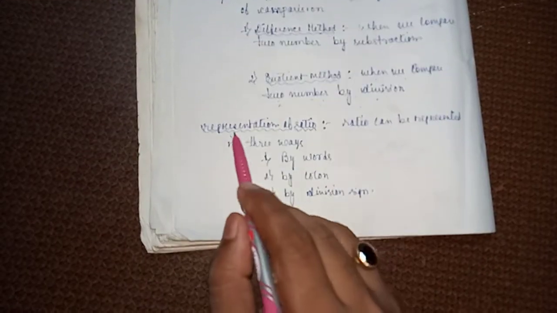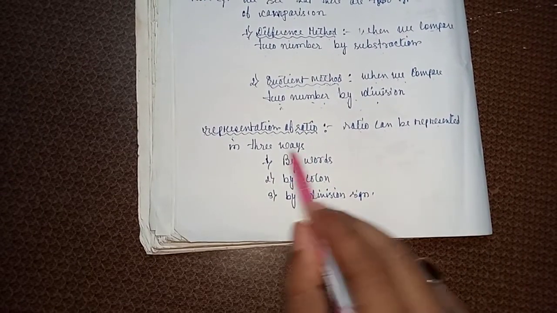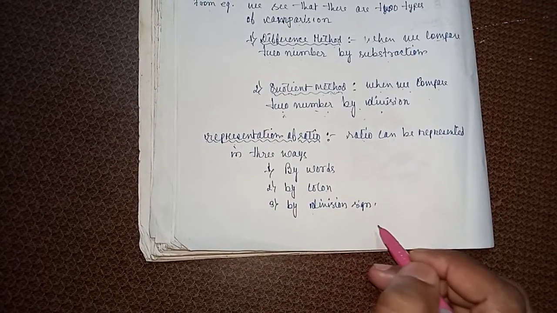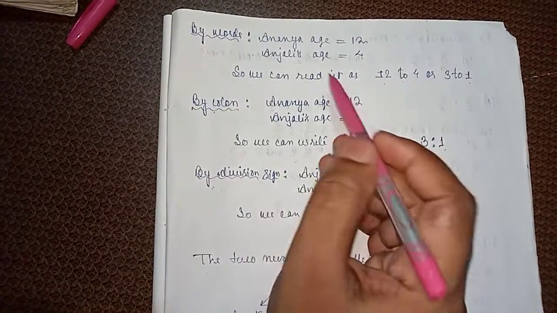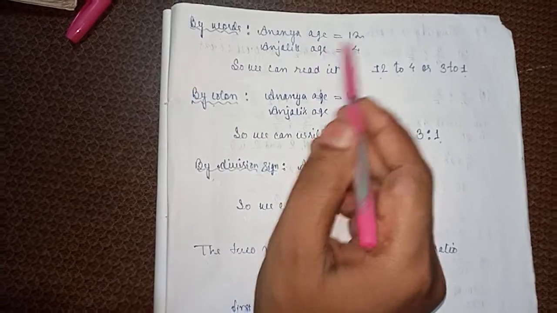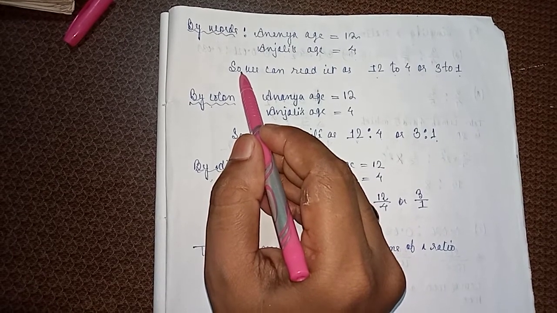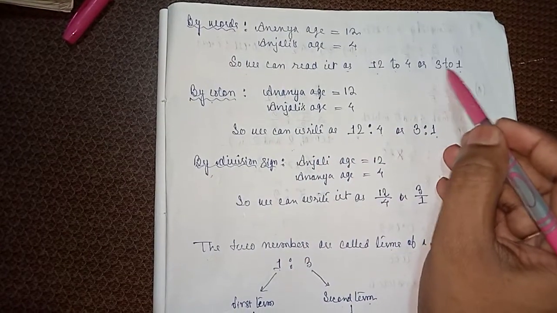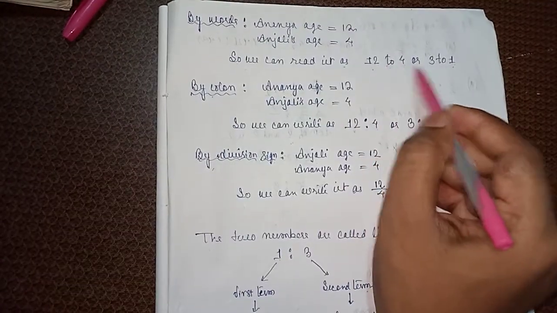Now let's see the representation of ratio, how it is represented. Ratio can be represented in 3 ways: number 1, by words, by colon, and by division sign. Let's see how. By words: say Ananya's age is 12 and Anjali's age is 4. So we can read it as 12 to 4 or 3 to 1. So this is a method of representing ratio, 12 to 4 or 3 to 1.